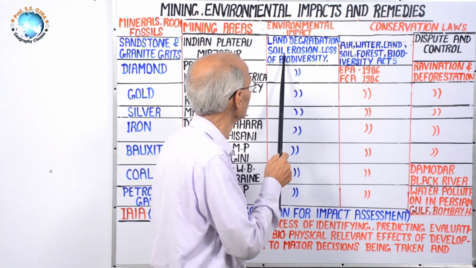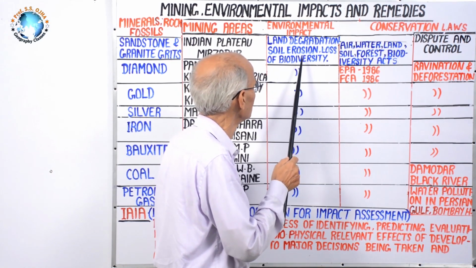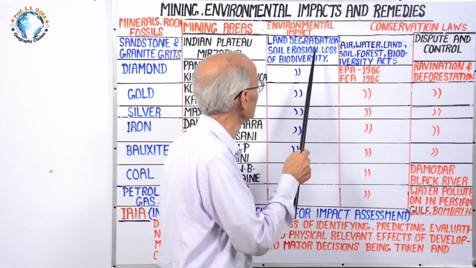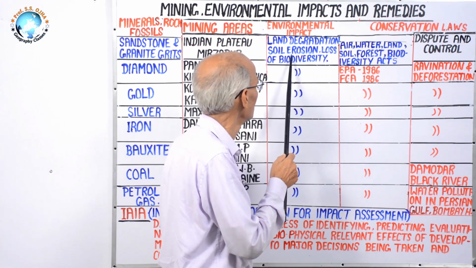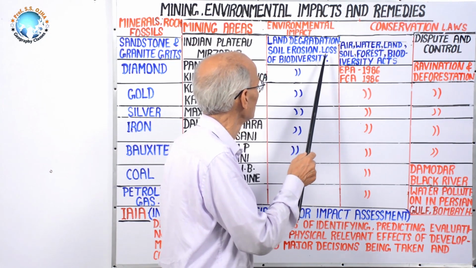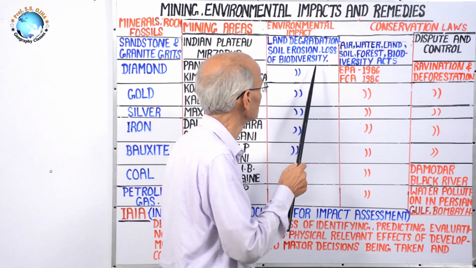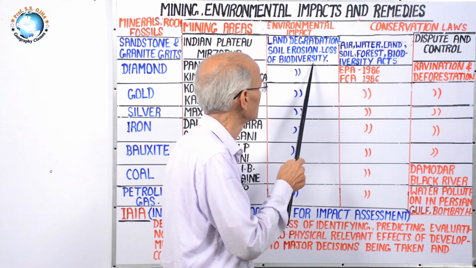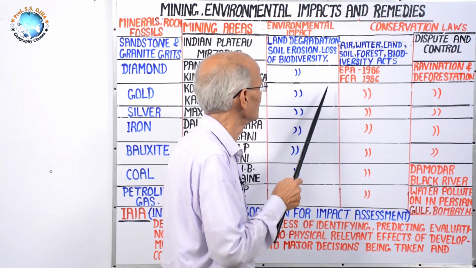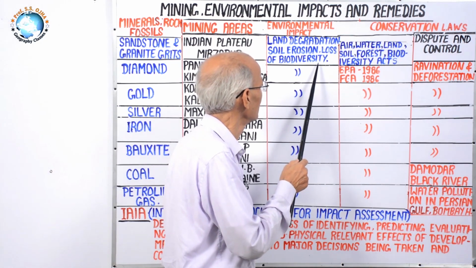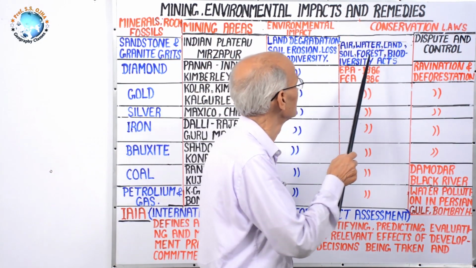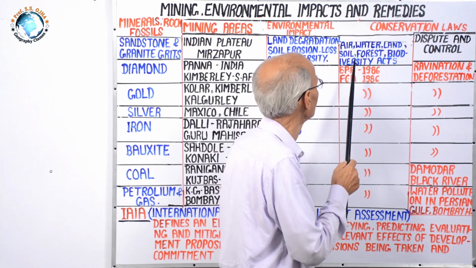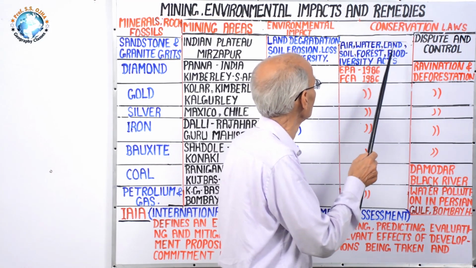If there is a thin or thick layer of soil, it is being degraded and eroded. And if there is degraded land and no soil, no water, then biodiversity will also decrease. Biodiversity means before mining there will be deforestation, and if there is no vegetation, no animals will stay there. Thus, to conserve this and to protect the environment, a number of laws have been prepared.